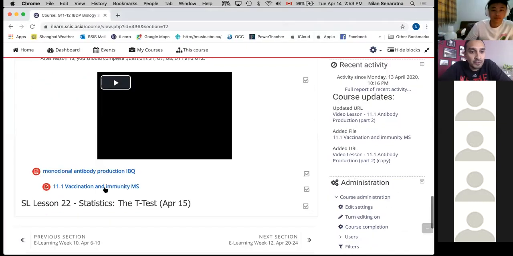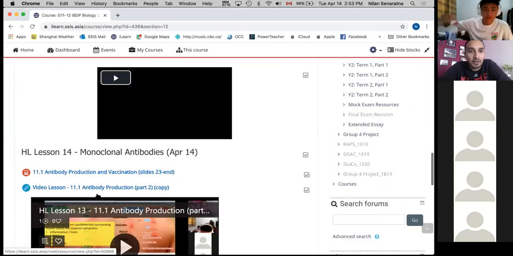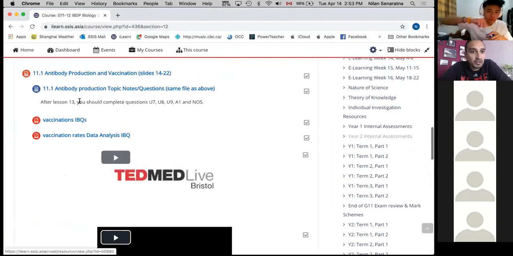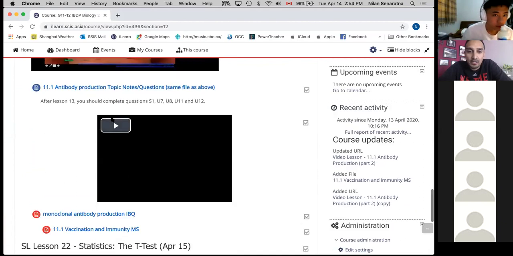And then you have down here the mark scheme. So the mark scheme here is for not only the question, the file I just showed you, but also for these two from yesterday, the vaccination IBQs, okay, and the data analysis IBQs. So all three questions, the mark scheme is here in this file. Okay.